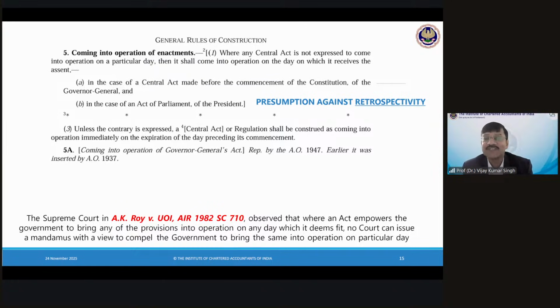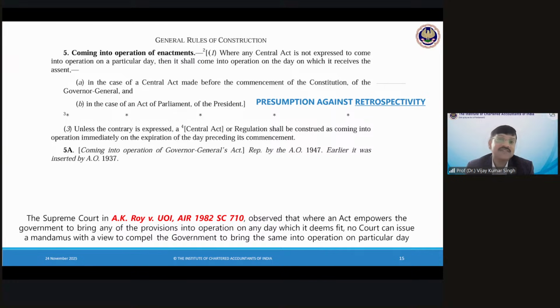This provision is there because the General Clauses Act came before we had the constitution, right? So that is why this provision exists. Now it may not be of very much necessity. Clause B is important for you. In case of an act of parliament, the president. So whenever the president gives the assent, the law will come into force.